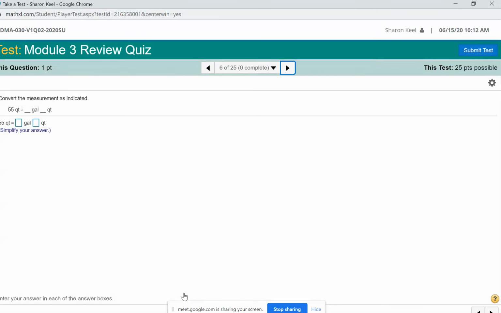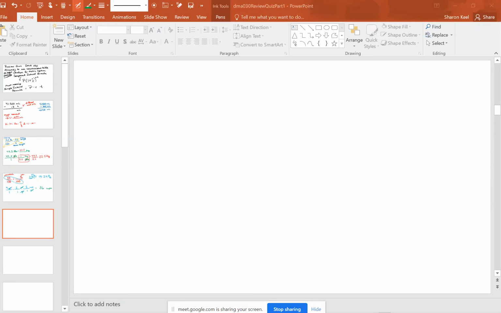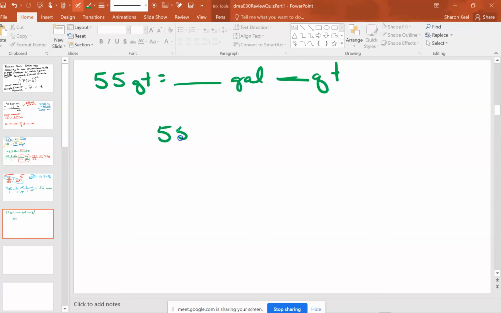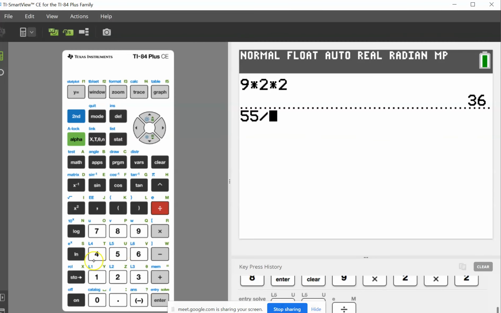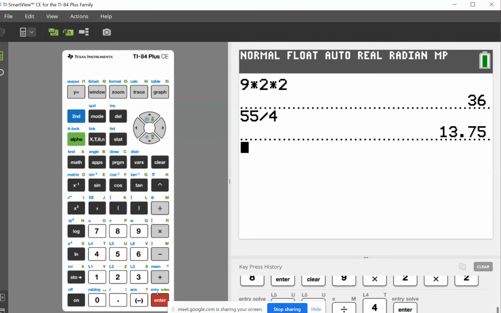We're converting 55 quarts to gallons and quarts. When you see 2 blanks on the right, you're going to use long division. There are 4 quarts in a gallon. So we're going to do 55 divided by 4. Only use the whole number, 13.